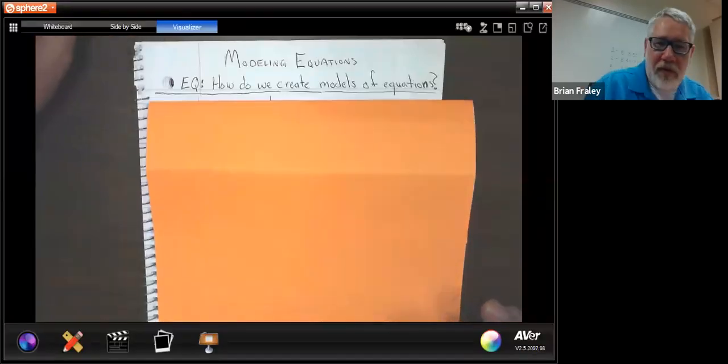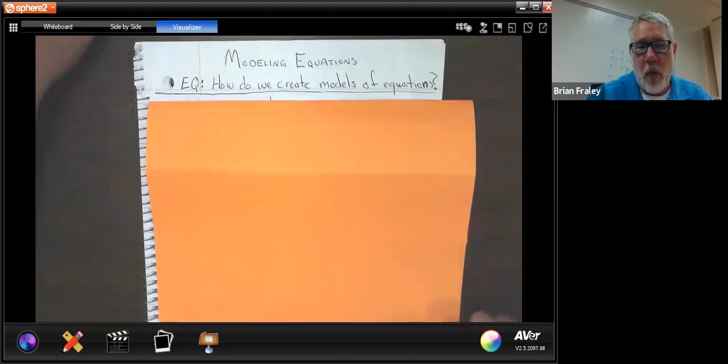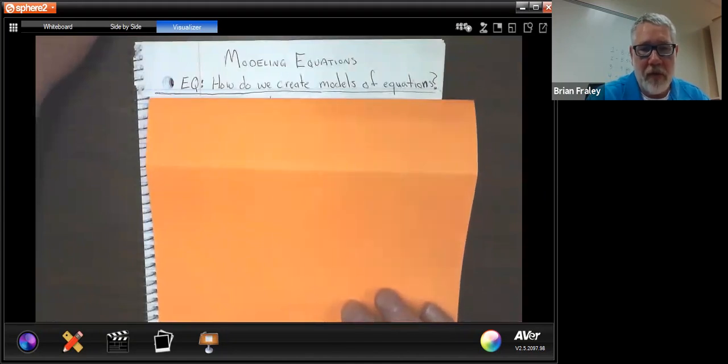Okay, so guys, today we are modeling equations. We're going to use models. There's your essential question, your EQ. How do we create models of equations?